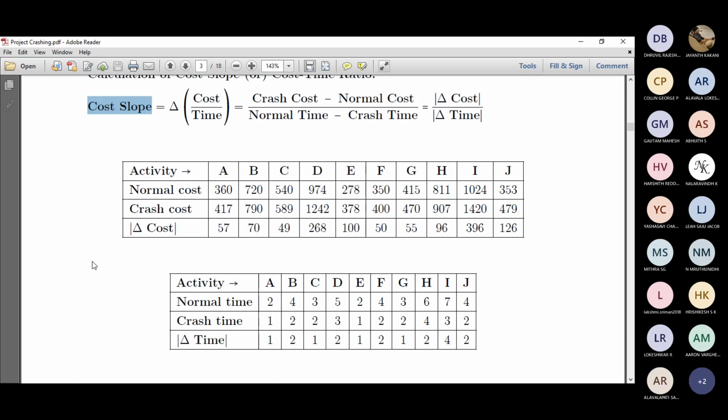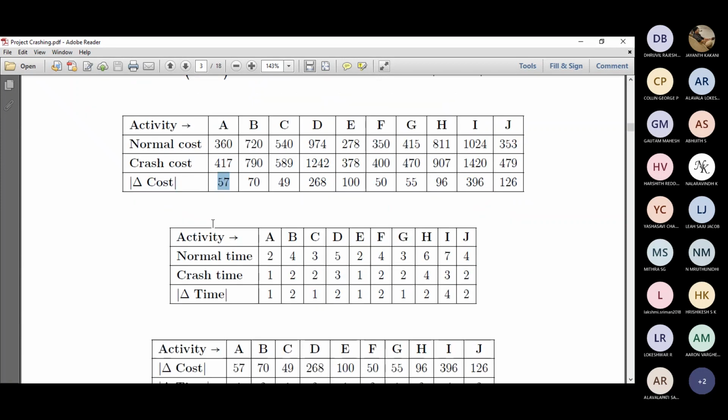Right. The next important step is that normal cost minus the crash cost is the delta cost. So we need to calculate for all the activity i to j. That's the normal cost, crash cost, the difference, absolute difference. Or if you want to find out, it's crash cost minus normal cost. That will be the delta cost. Whereas time, it is normal time minus crash time. So that will be delta time, right? So if you do it in Excel, it will be pretty easy. It will be just the subtraction of the two cells. Now finding out the absolute difference between the row 1 and row 2.